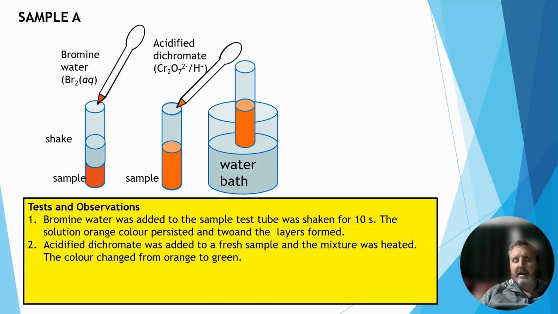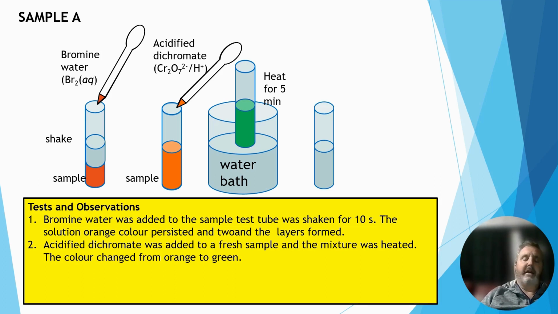And we place it in there and we leave it for 5 minutes and we see if there's a color change. If the color goes green, we observed that, and in this case it did, so the color changed from orange to green. So now we know three things actually. We know that the bromine water didn't react. We noticed that there were 2 layers, and we've noticed that when we added dichromate to a new sample, it went from orange to green.